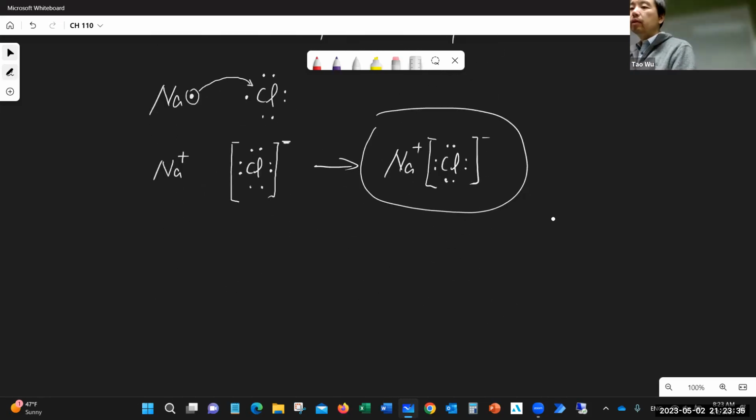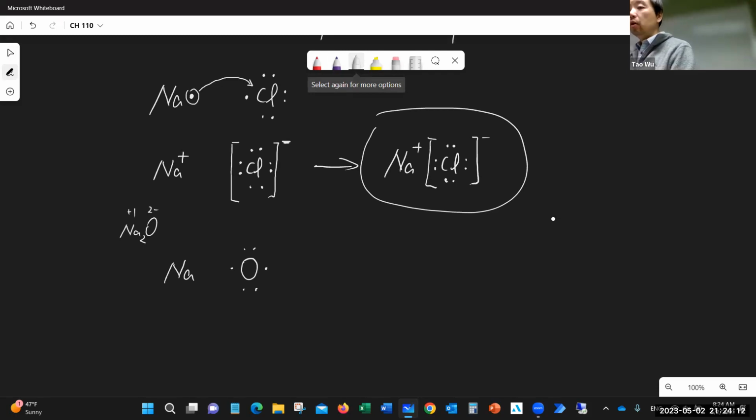And if you're talking about sodium oxide, how do you write the Lewis structure for sodium oxide? Since oxygen has a 2 negative charge and sodium has a 1 plus charge, how do we write it? Sodium still loses 1 electron, and oxygen originally is like this, right? So this is oxygen. It has 6 valence electrons. So you have to write something like that.